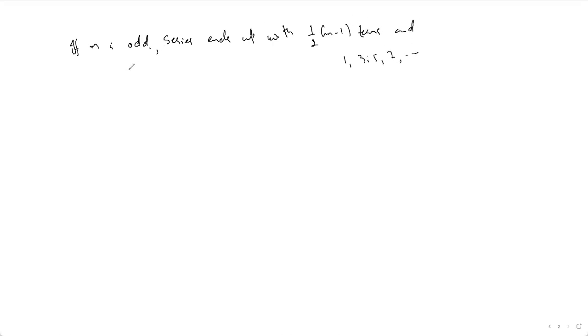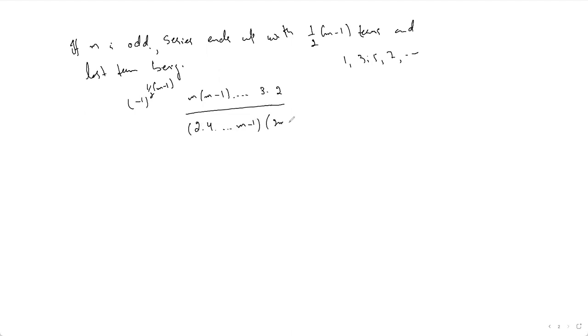And again the last term will be minus 1 raised to power 1 by 2 into m minus 1, then m into m minus 1, and so on, m minus 2, m minus 3, 3 into 2 divided by, because it will contain the odd terms, that's why I'm taking it up to only 2. Similarly here it will be 2, 4, 6, and so on up to m minus 1, then 2m minus 1, 2m minus 3, and so on up to 2.